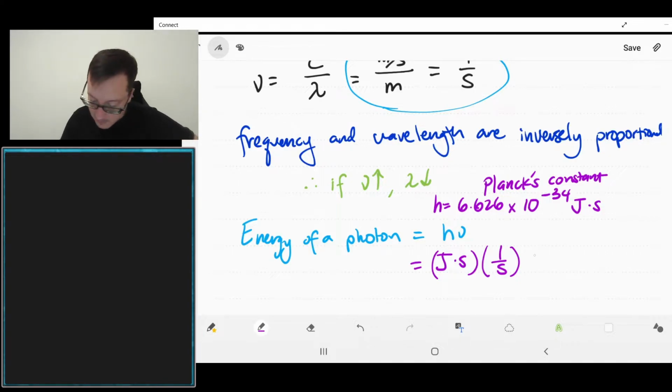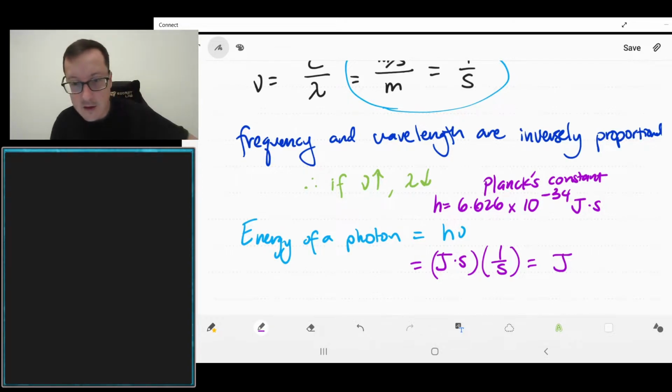So that means our unit of the energy of a photon is in joules, which makes sense because we just spent an entire chapter talking about all sorts of thermal energy in joules, right? We use joules as our predominant unit there. So we'll see that the units again work out here.